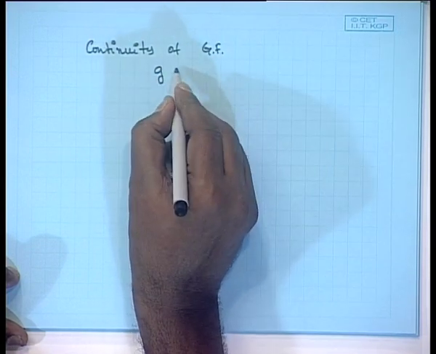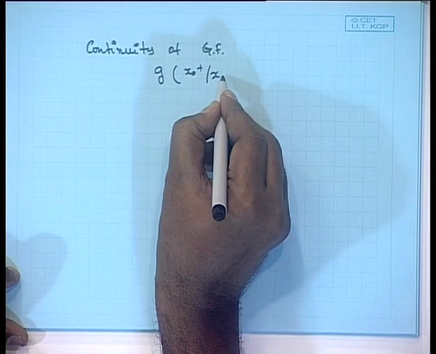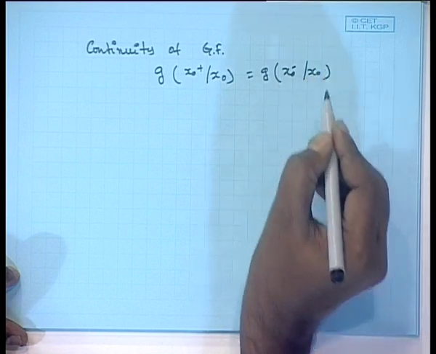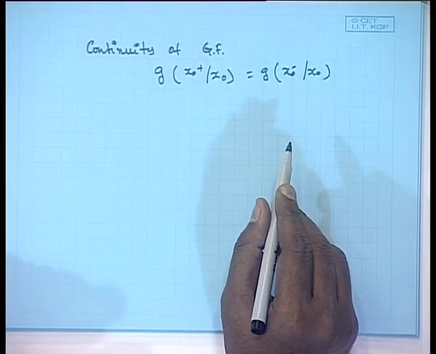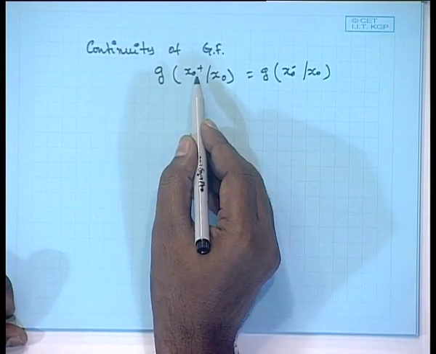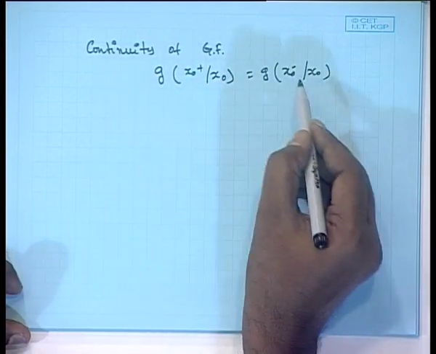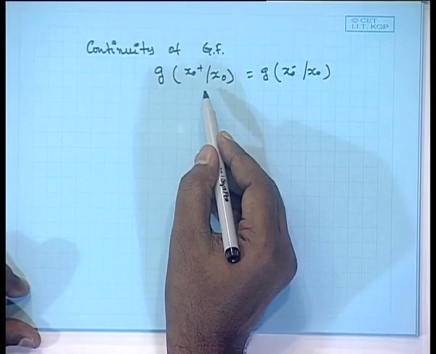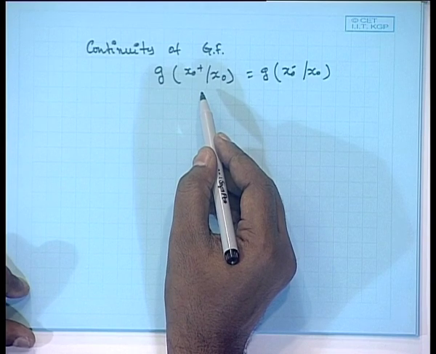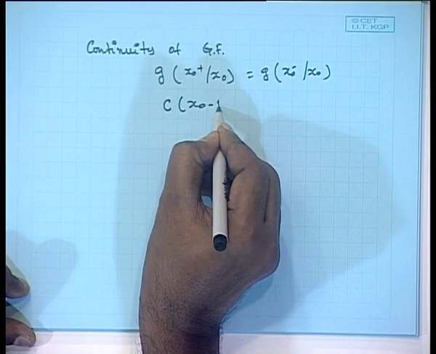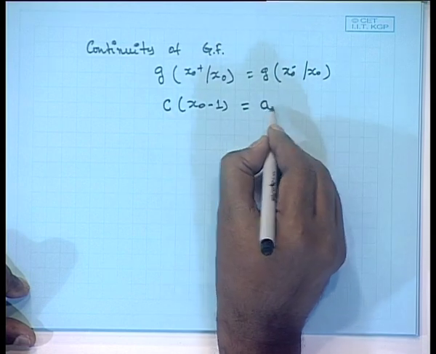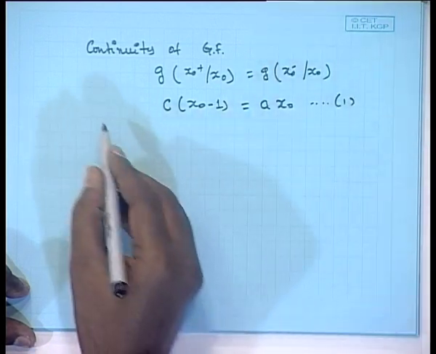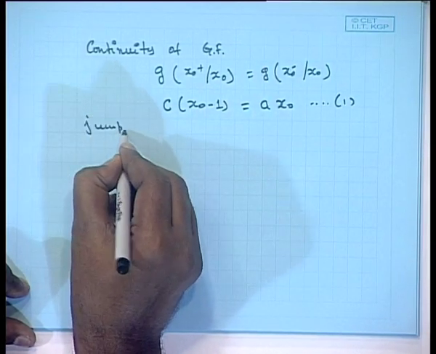What is that? G at x0 plus is equal to g at x0 minus, right. That means the Green's function will be continuous across x0, but for x0 plus the solution was g2, and for x0 minus the solution is g1. So, g2 evaluated at x naught. What is g2? g2 is nothing but c into x minus 1. So, c into x0 minus 1 is equal to a x naught, right. This will be equation number 1.